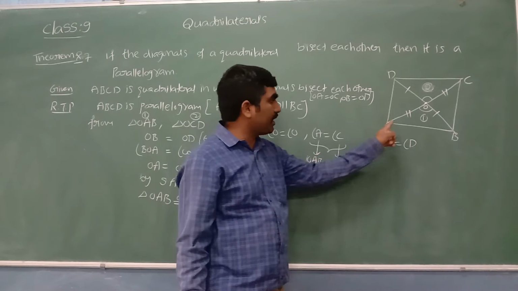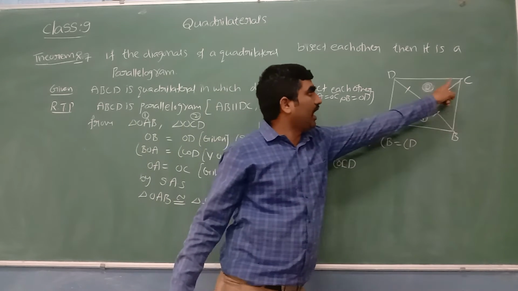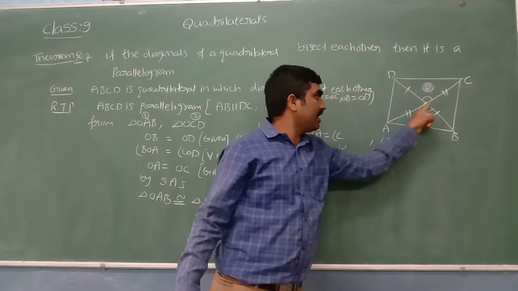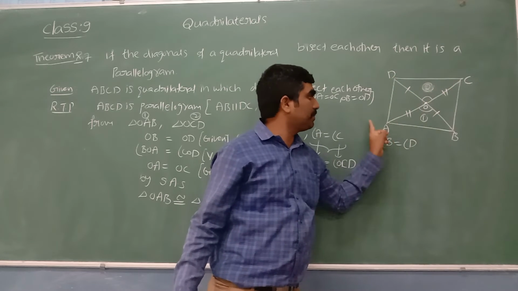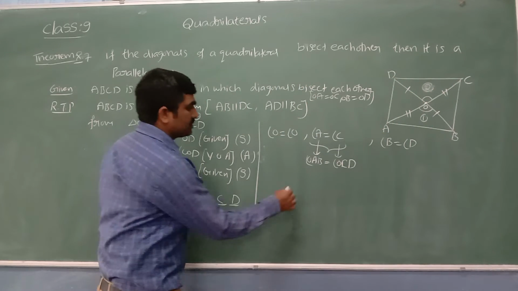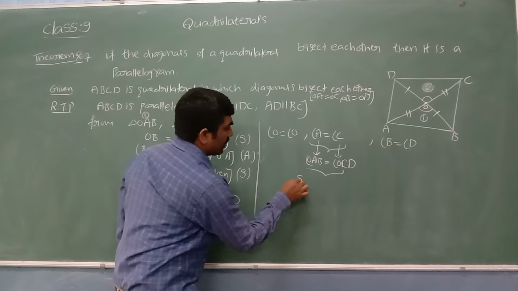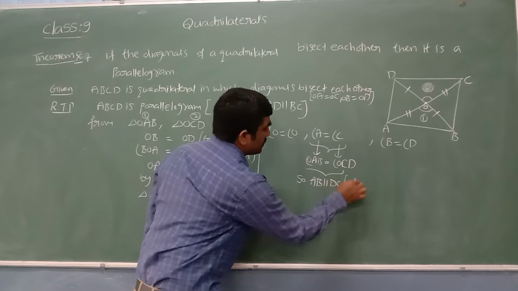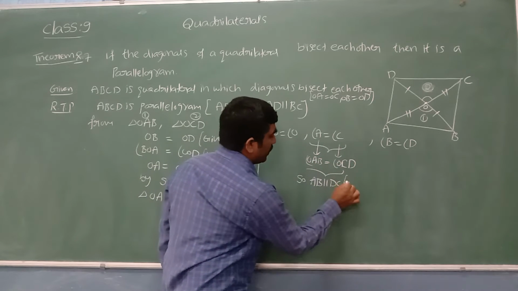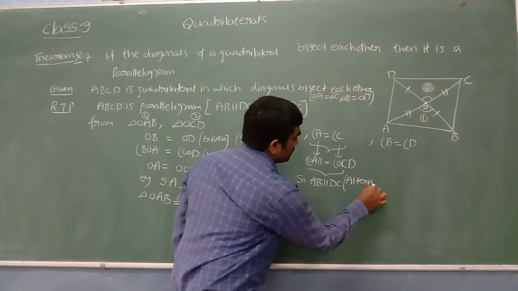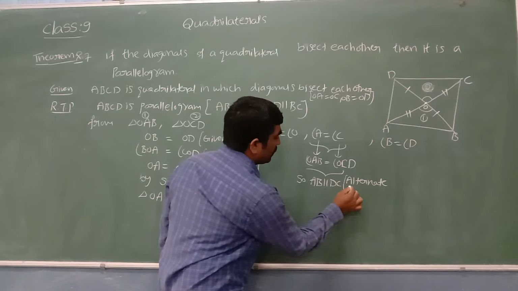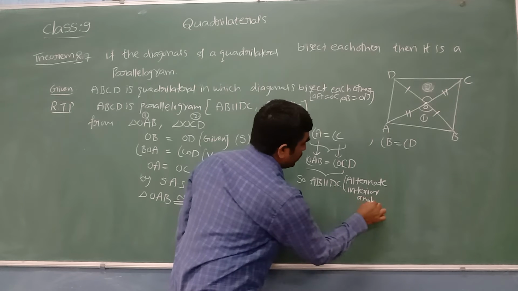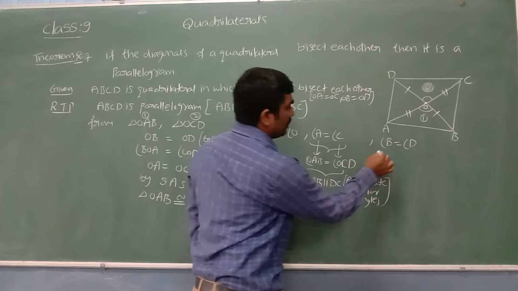Now can you tell me how these two angles are? Angle A, angle C. Sir, both the angles are alternate angles. CA is transversal. We can say that DC is parallel to AB. Yes. So we can say that AB is parallel to DC. What is the reason? These two are alternate interior angles.